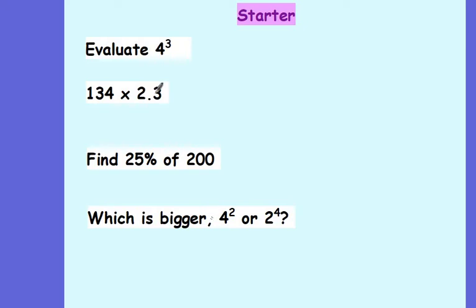Let's go through the answers. 4 to the power 3. What does that mean, Dylan? It means 4 times 4 times 4, which will give me 64. For my next question, I'm going to do a quick multiplication sum. I'm going to do 134 multiplied by 23 to start with.